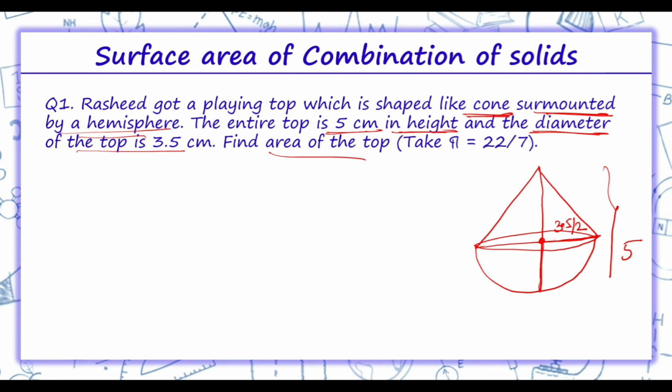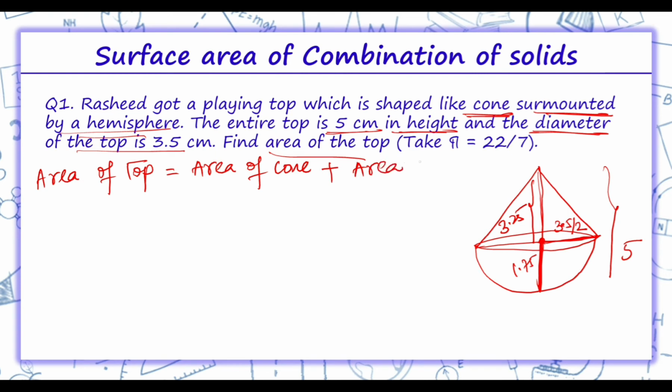So radius of hemisphere is the height of hemisphere. So this will be 1.75. So 5 minus 1.75, the height of cone will be 3.25. Now since we have to find area of the top, we'll write area of cone plus area of hemisphere. Area of cone is pi rl. Hemisphere area is 2 pi r square.